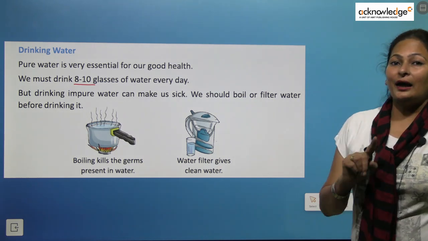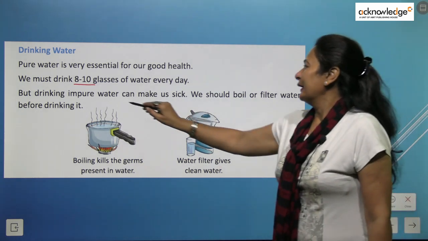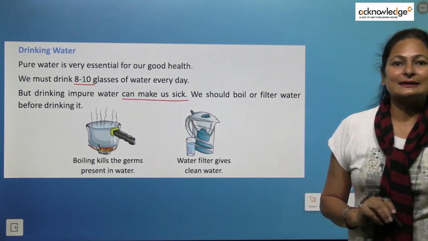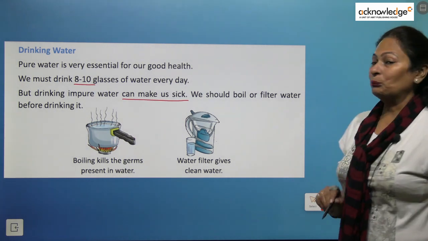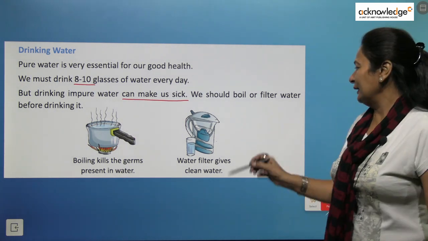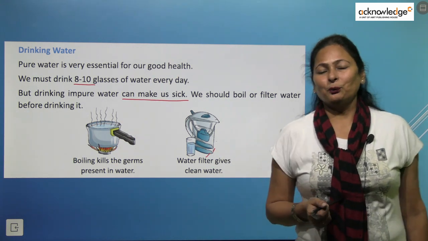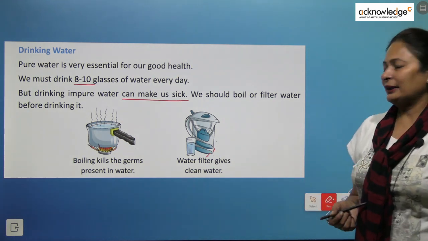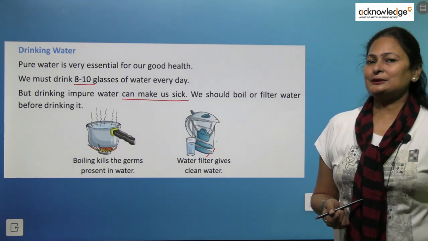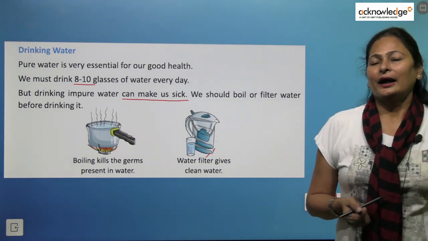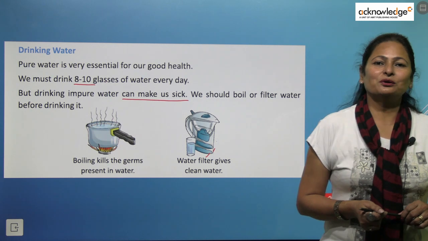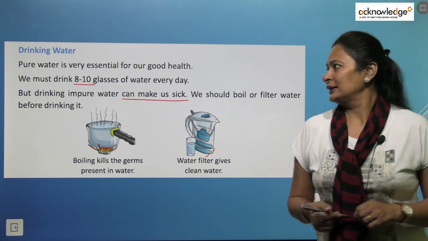But drinking impure water can make us sick. Yes, we should boil it or filter it. Nowadays, filters are available at our home. So, we take out the filtered water and then we can use it. In earlier times, people used to boil it, and after cooling, they used to drink this water, right?